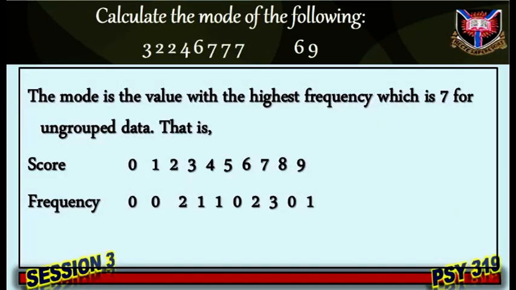Example 3. In a given distribution of scores like the following: 3, 2, 2, 4, 6, 7, 7, 7, 6, 9. The mode is the value with the highest frequency, which is 7 for ungrouped data, that is, score 0, 1, 2, 3, 4, 5, 6, 7, 8, 9. Frequency 0, 0, 2, 1, 1, 0, 2, 3, 0, 1.